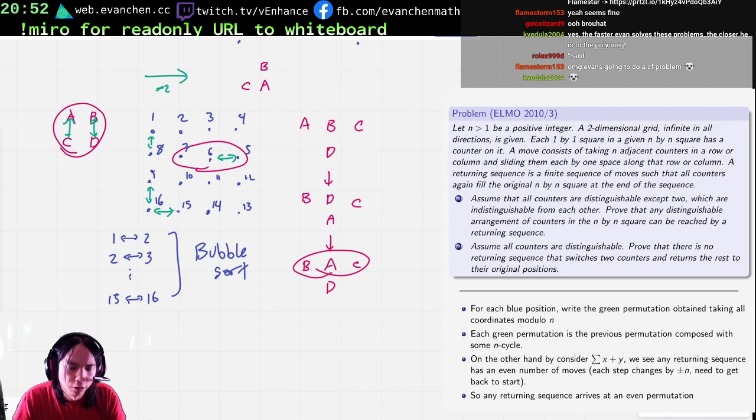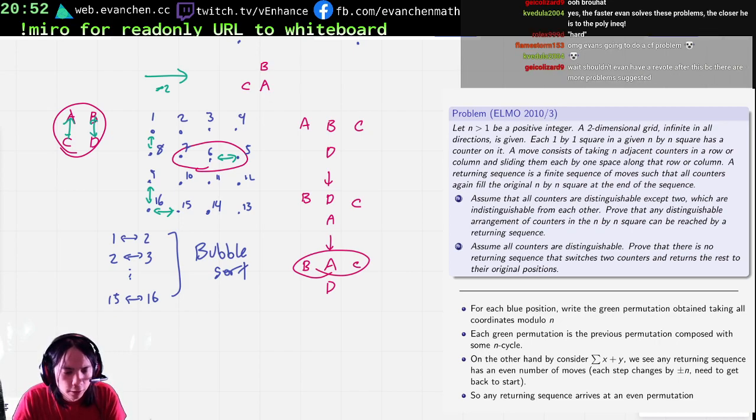We claim that we can only obtain even permutations. The proof takes two observations. On the one hand, consider the sum of x plus y across all counters at each step of the operation.